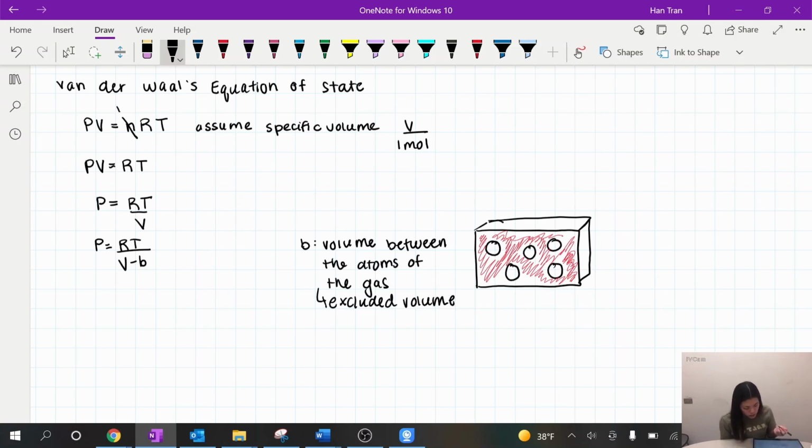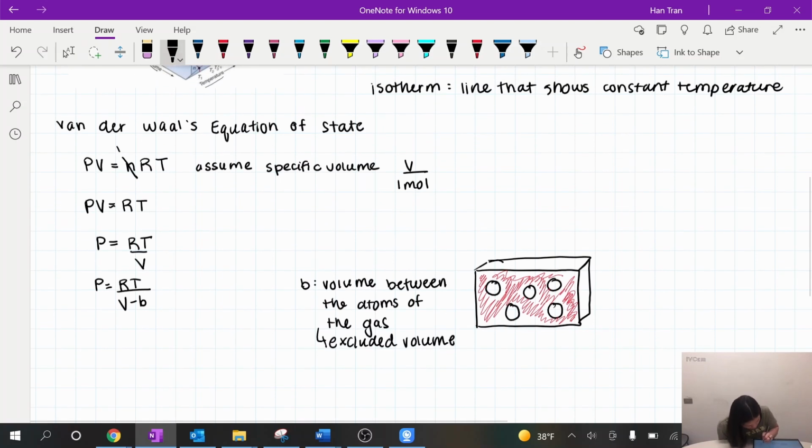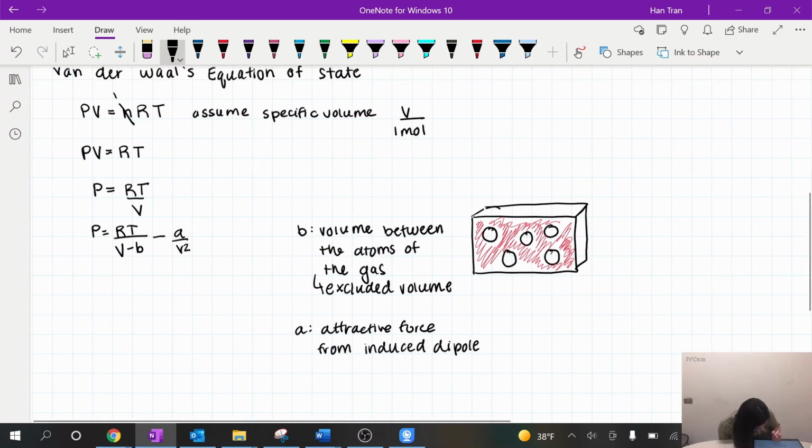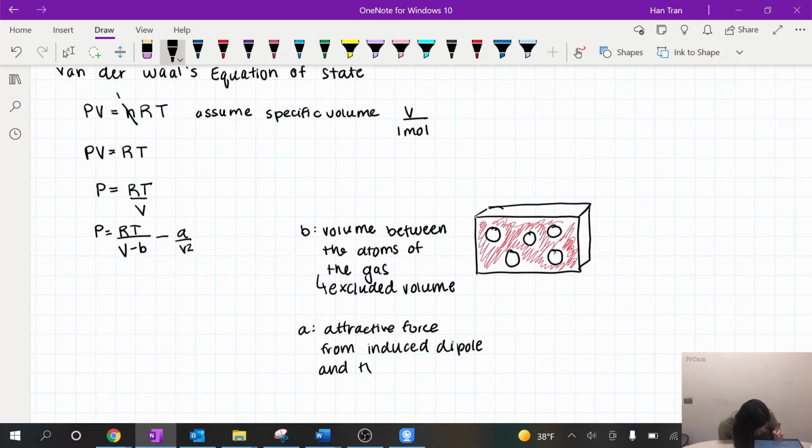Now the second parameter that van der Waals said was this a over V squared. So the parameter a is the attractive force from the induced dipole and the spontaneous dipole reaction.